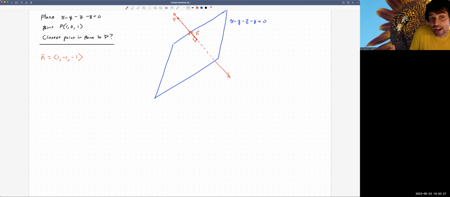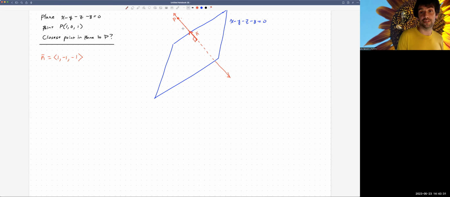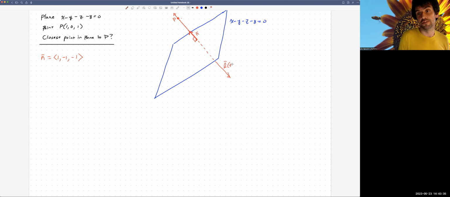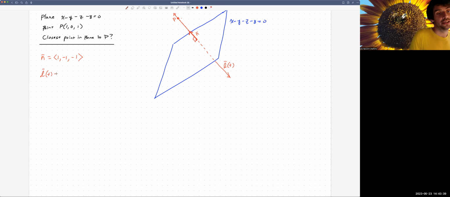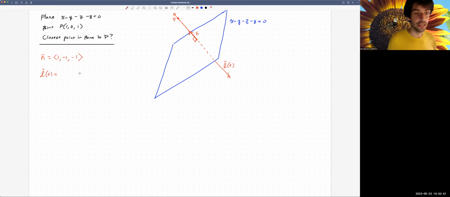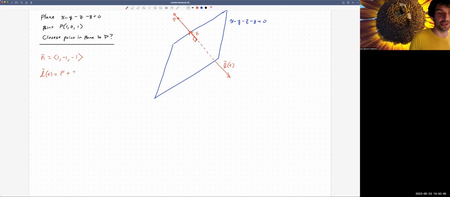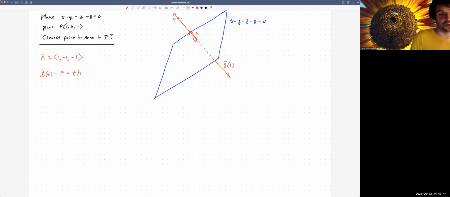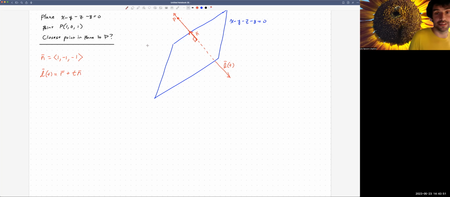And that is what we can use as the direction vector for our line, this line that I want to find. I'm going to call the line L of t. So remember, for our lines, what I need is a vector pointing at a point in the plane, and then a direction vector, which I've already got as n. And I already have one point in the plane.